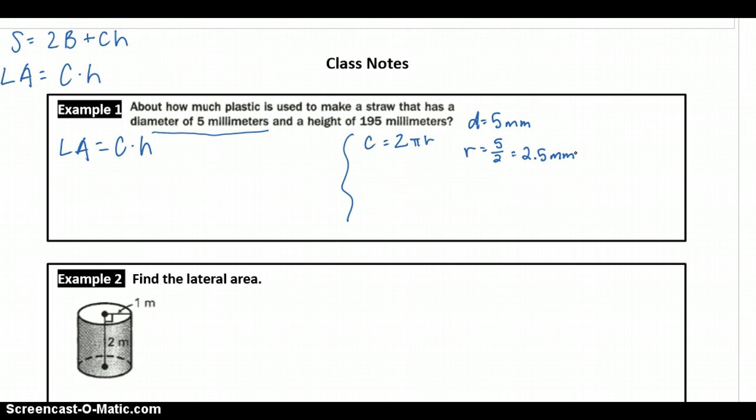So we can plug this in for r, and C is 2 pi times 2.5, okay? For pi, you can use 3.14 and plug it into your calculator, and what do we get? 18.